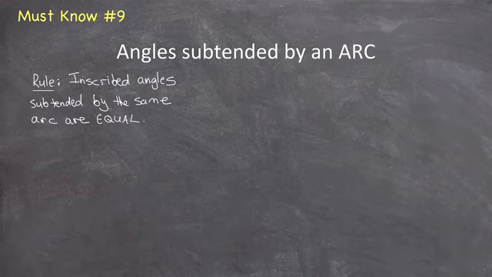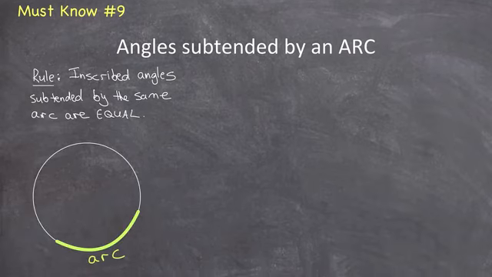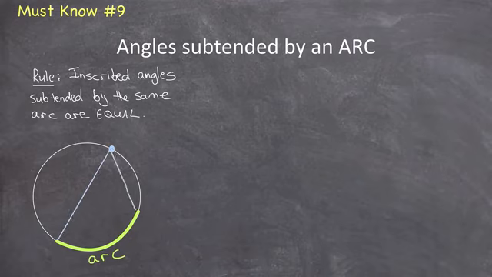I'll start by drawing my circle, and then let me outline part of the circumference of this circle as my arc. If I were to inscribe any two angles inside of this circle that are subtended by that arc, they will be equal. So what does that mean? To inscribe an angle subtended by this arc, that means pick any point on the circumference of this circle. I'll pick right here, and draw two line segments that intersect the arc at its endpoints. So here and here. The angle I've created is the angle up here at the circumference. I'll call it angle Y.